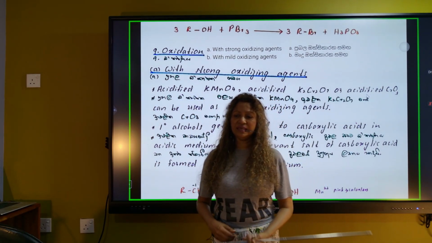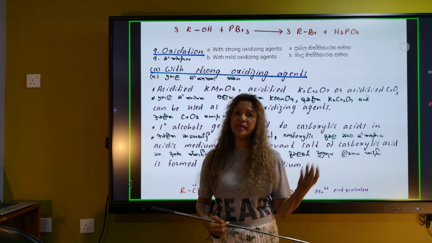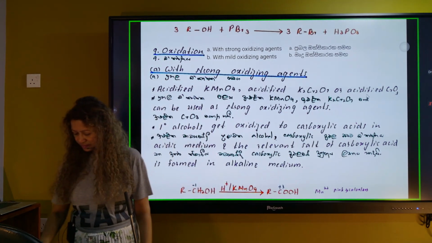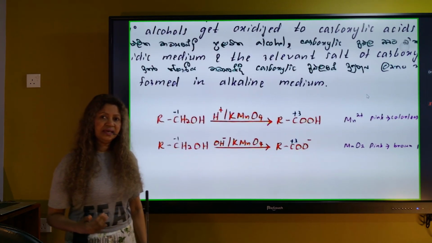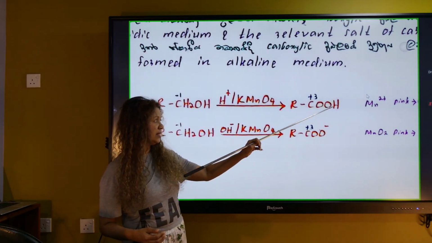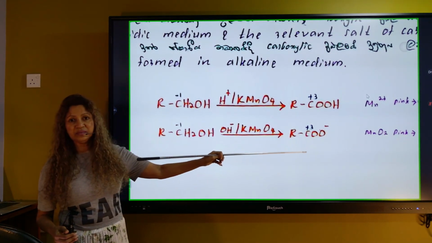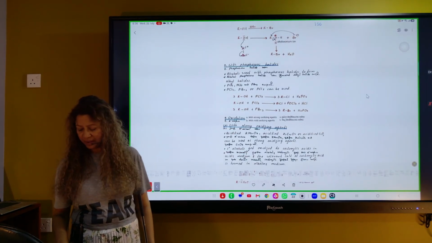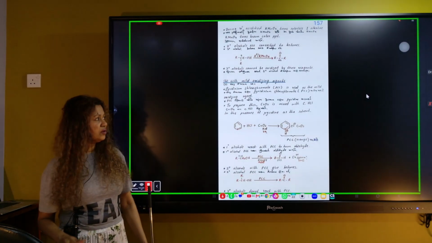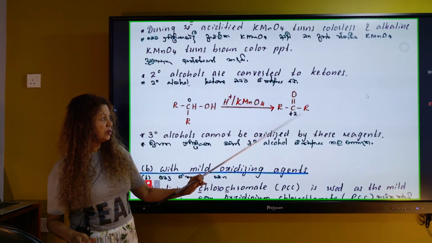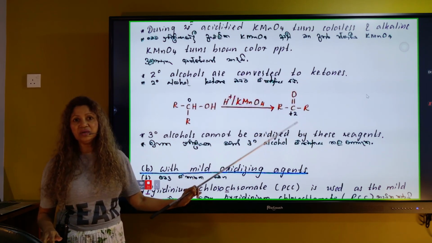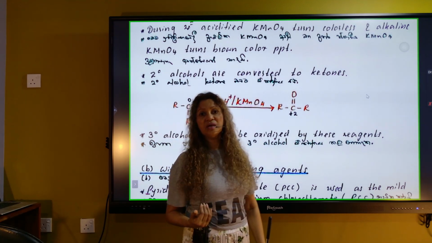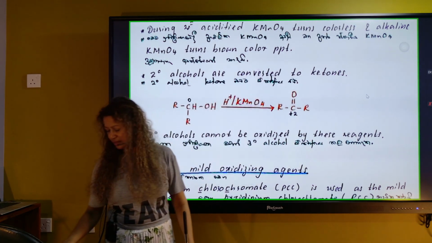Strong oxidizing agents are chromate, dichromate, permanganate, CrO3. What happens here is, in acidic medium, primary alcohols are converted into carboxylic acid, and in alkaline medium, the salt of the carboxylic acid. Secondary alcohols are converted to ketones. Tertiary alcohols have no reaction with strong oxidizing agents.